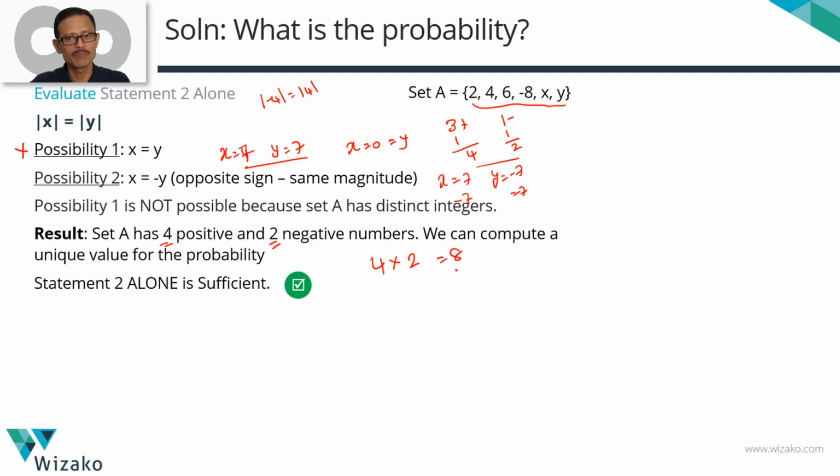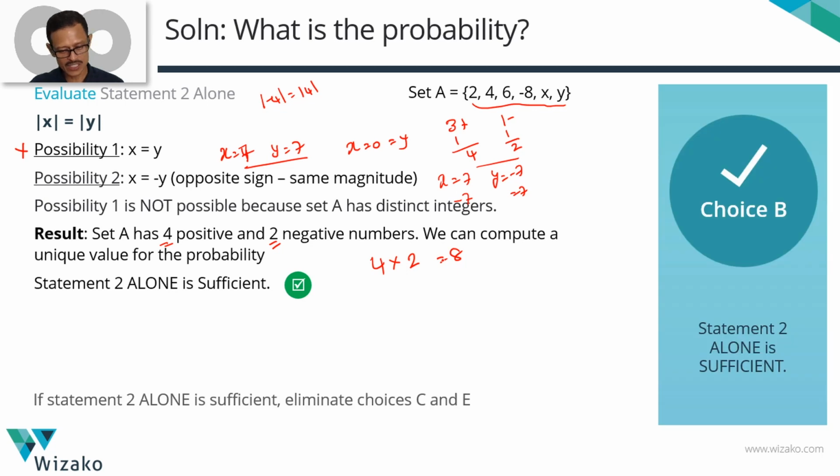You don't even have to compute this because we are finally solving a data sufficiency question. All that you need to know is that we have a unique value for the number of positive and the number of negative numbers in the set. That should suffice. Statement 2 has given us a unique value. So statement 2 alone is sufficient. At the end of evaluating statement 1, we were down to B, C or E. Eliminate C and D. 2 alone is sufficient. Choice B is the correct answer.